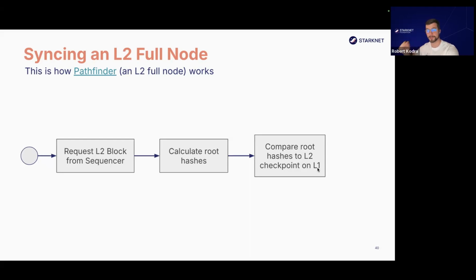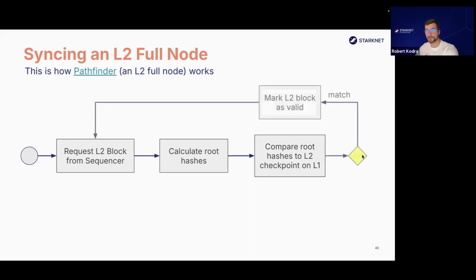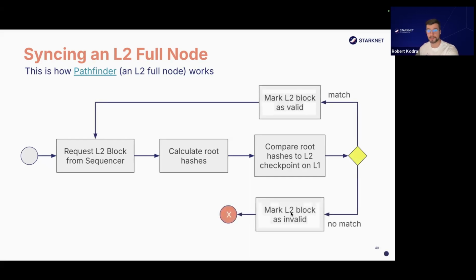That's done by the Starknet operator. And if these are matching, then we mark the layer 2 block as valid. If it's not matching, then the layer 2 block is marked as invalid. This, I think, might change in the future because the plans for decentralization will come, and then I believe this architecture will change a little bit.